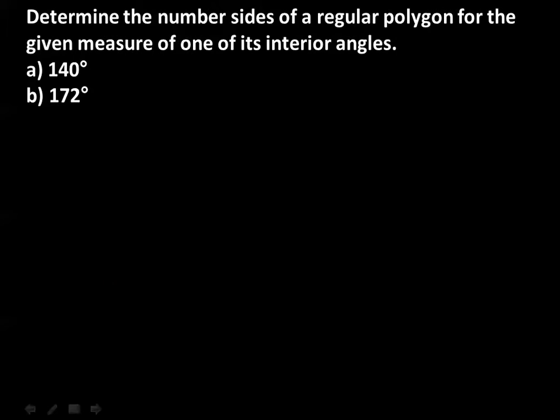Okay, this slide says determine the number of sides of a regular polygon for the given measure of one of its interior angles. Now, something that we haven't talked about is how do you find the measure of just one interior angle? Well, we know how to find the sum of all of them, right? So if I take that and I divide by the number of angles in the polygon, which corresponds with the number of sides, that's going to give me the measure of one interior angle.